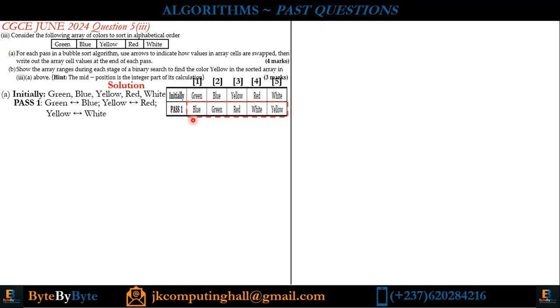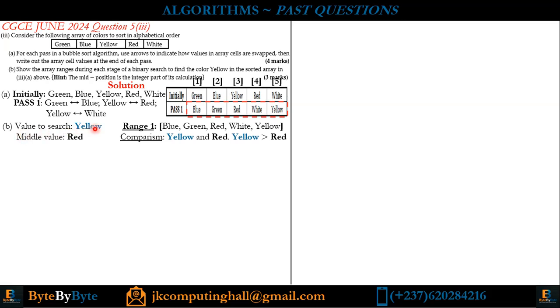So what am I going to have? This is my first range, as you can see, because I'm focusing on the sorted array. That's what they said, on the sorted array in sub 3A above. So this is my first range. So value to search yellow, that's what you say in the question, to find the color yellow. So that's my value to search. My first range, this is here: blue, green, red, white, yellow.